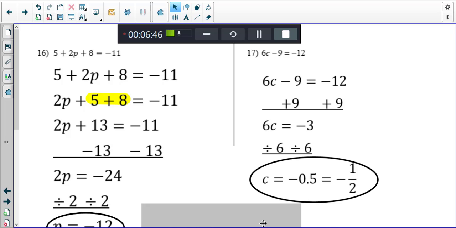So you could write it as negative 3 over 6, what we have here, and then just simplify that to negative 1/2. But again, we can get decimals or we can get fractions for our solutions here.